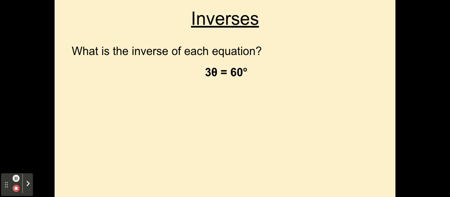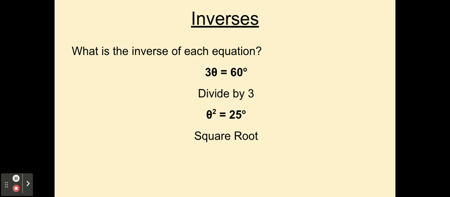So let's say I have 3 theta, so this is 3 times theta equals 60. Well, to get to the theta, the inverse of 3 times is divide by 3. What if I had theta squared? Well, the inverse of a square is a square root, so I would square root both sides.